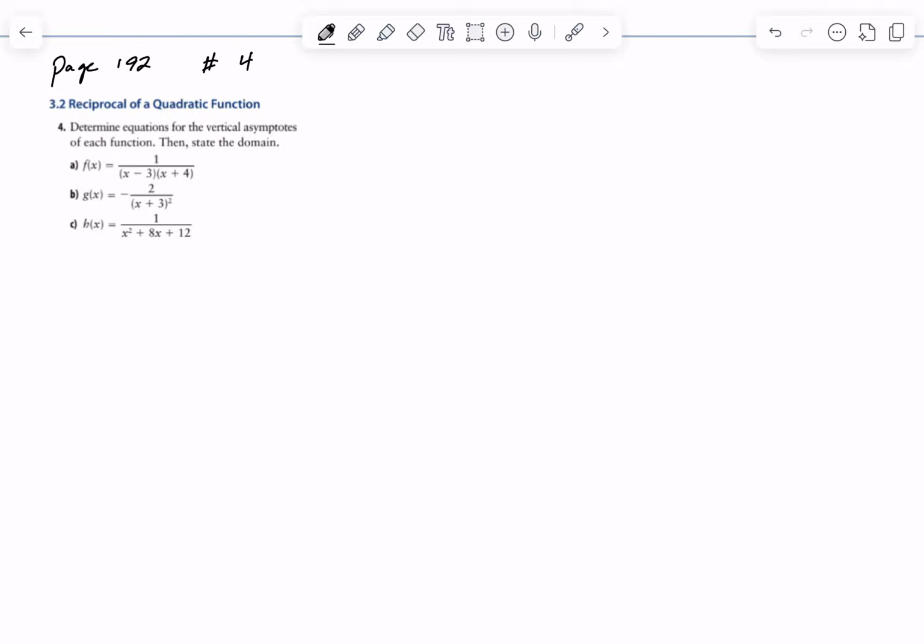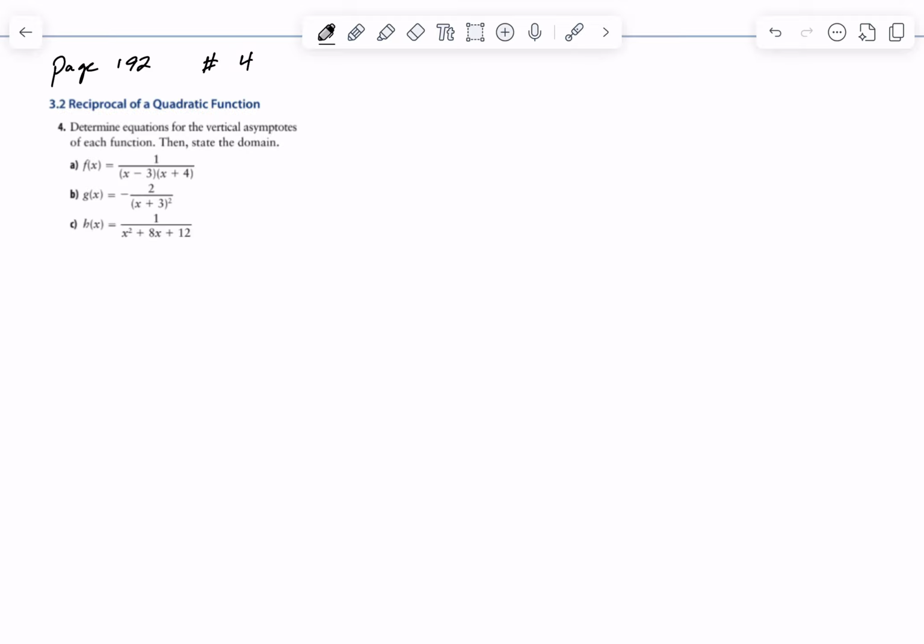All right, so this is going to be number 4 from your review. We're moving into the reciprocal of quadratic functions. You'll notice these are all kind of like 1 over x squared stuff. All this question is asking us to do, not graph it, just simply state the vertical asymptotes of each function and then state the domain. Not even the range.